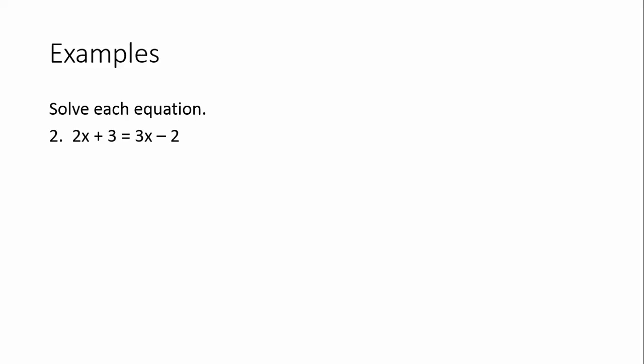Let's look at another example. We have 2x plus 3 equals 3x minus 2. There's nothing to distribute, and we don't have any like terms on either side to combine, so we simply need to start by moving the variable.